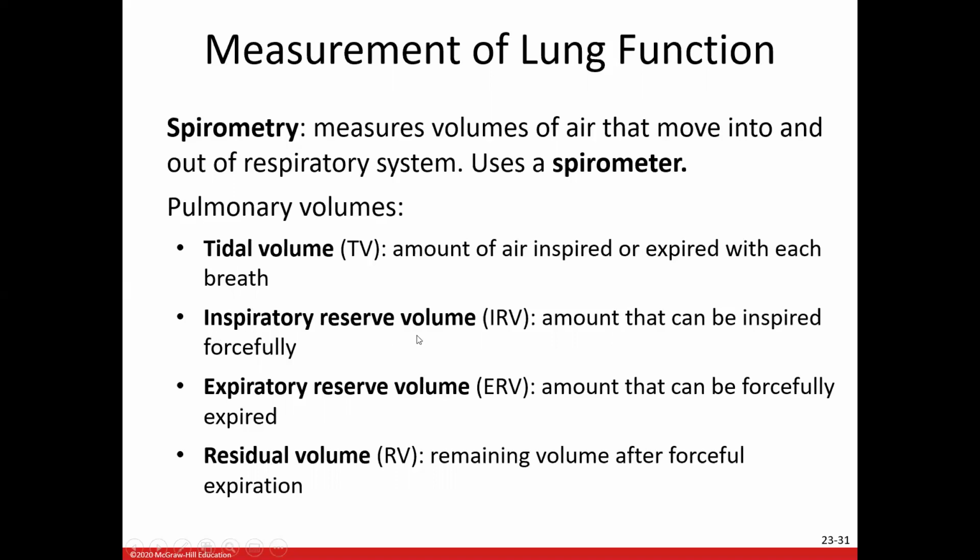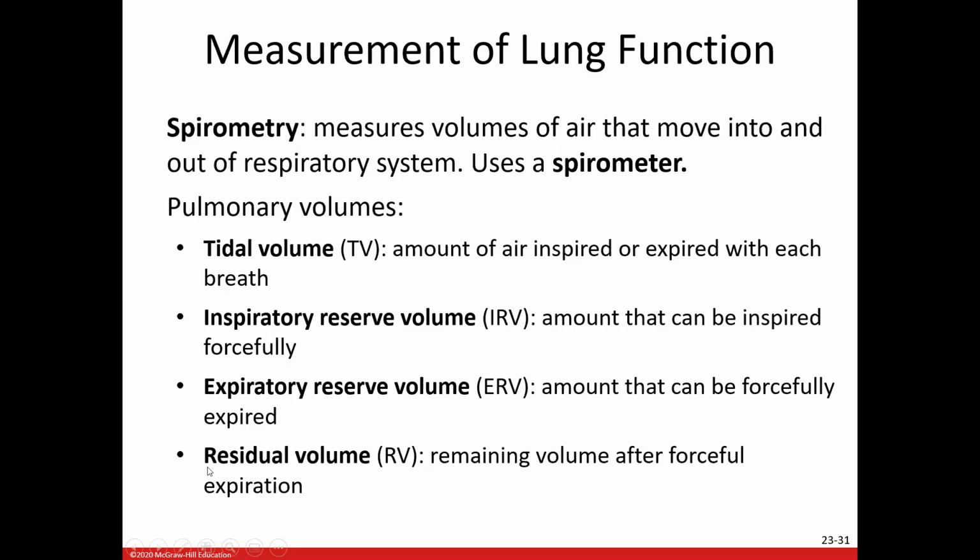Then you have your inspiratory reserve volume, and this is the amount that the body can take into the lungs forcefully. So when you take a deep breath, that is your inspiratory reserve volume because you're forcefully inhaling that air. To go along with that, we then have the expiratory reserve volume, which is the amount of air you can forcefully push out consciously with your lungs. So after you take a deep breath and then you push the air out, what you're blowing out is the expiratory reserve volume.